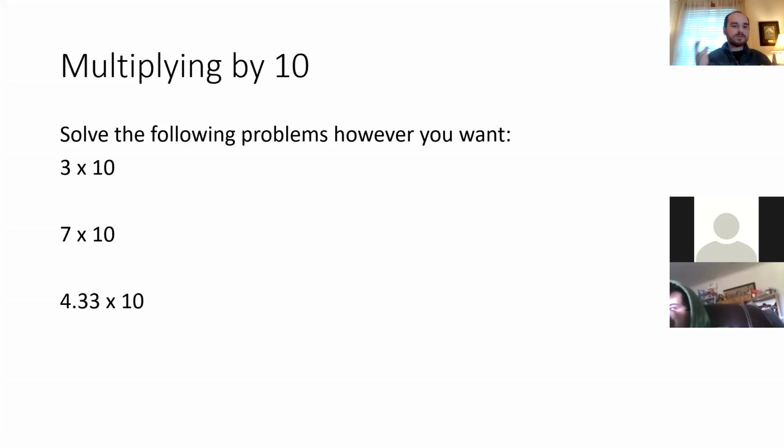So first thing I want you guys to do is just solve these problems however you want to solve them. You can use a calculator, you can do it in your head, you can do them on paper, I don't care. Just in private chat, tell me answers to these 3 problems.